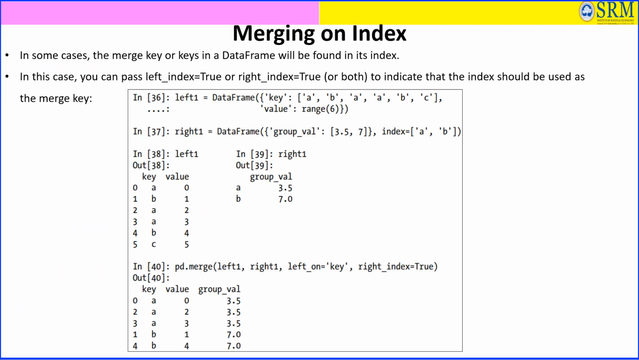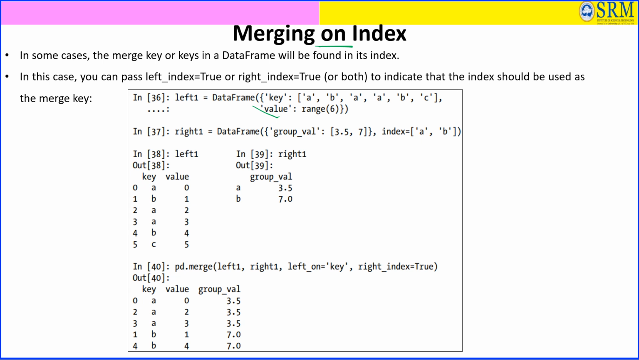And one more example is how do you merge on index? Previously we merged on particular columns, but how do you merge on index? So let's take one example. Here for this data frame, key is a column and value is a column, and accordingly we filled. In the second data frame, group value is 3.5, 7, and the index is given as A, B.